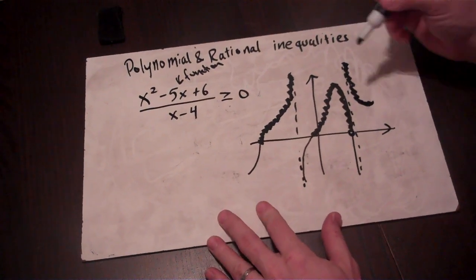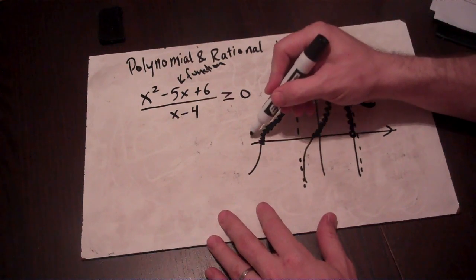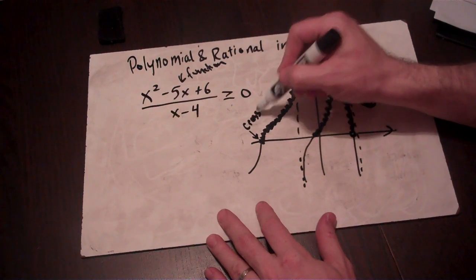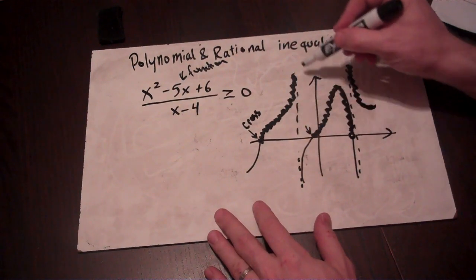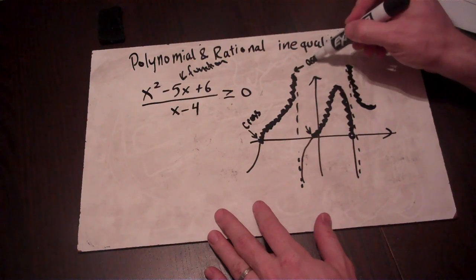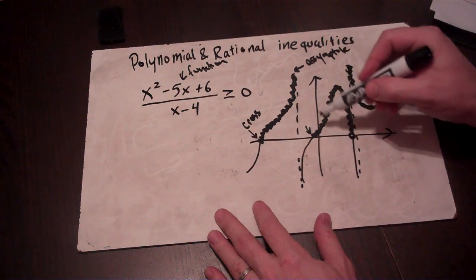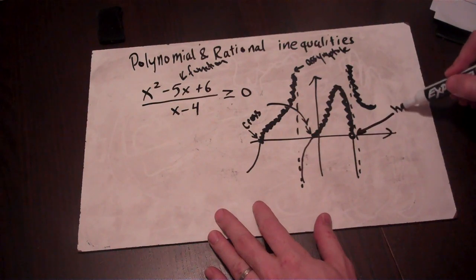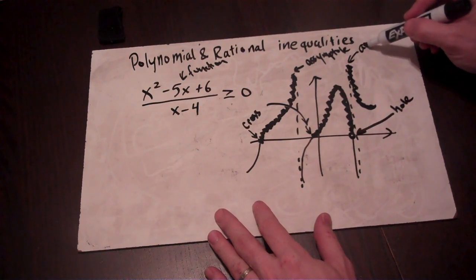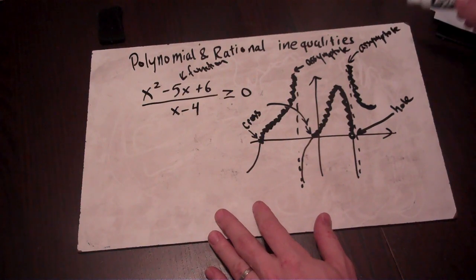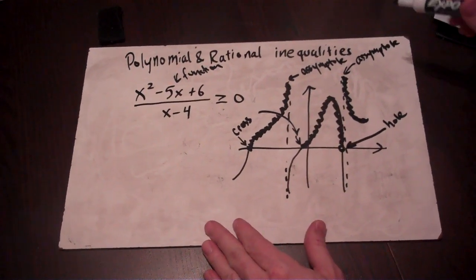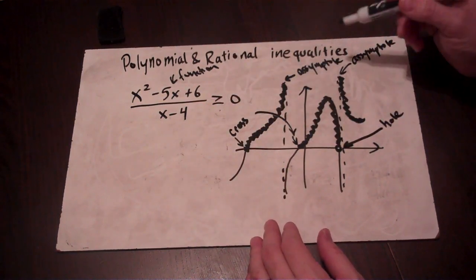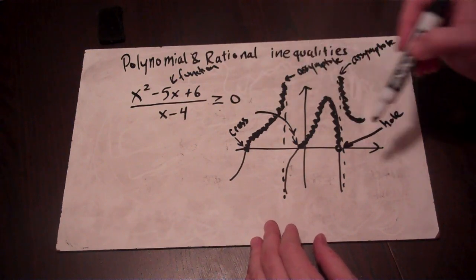Well, one of the easiest ways to find these places is to find the endpoints. This endpoint takes place when we cross the x-axis. This endpoint takes place at an asymptote. This one takes place when we cross the x-axis. This one takes place at a hole. This one takes place at an asymptote. In other words, the only times that you're going to end an interval of being above or on the x-axis is when we cross the x-axis, we have an asymptote or a hole.